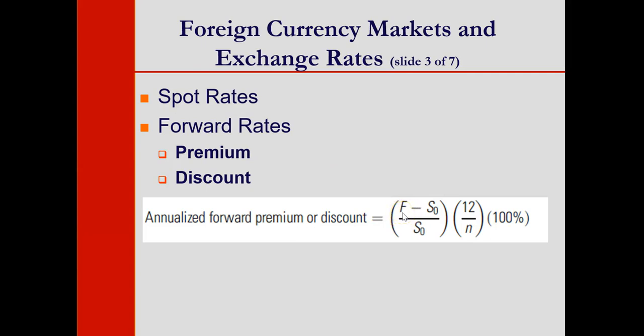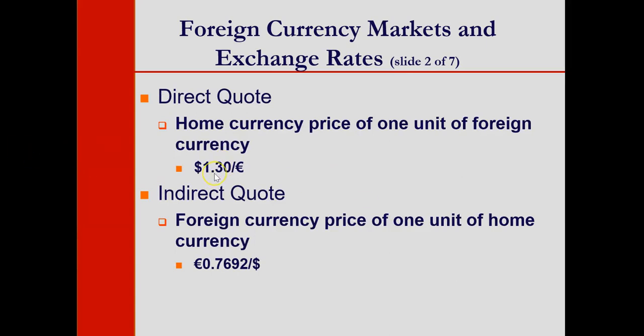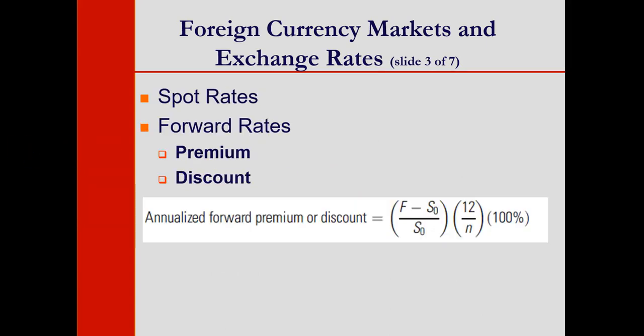Let's say the forward rate for the same currency turns out to be $1.45 per euro. So 1.45 minus 1.30 divided by 1.30. Since the forward rate is greater than the spot rate, it becomes what? Forward premium. And to annualize it, let us assume it is a 3 months forward rate, so on an annual basis it would be 12 divided by 3 times 100. That would be the annualized forward premium.